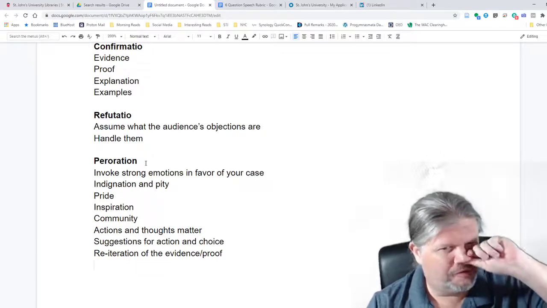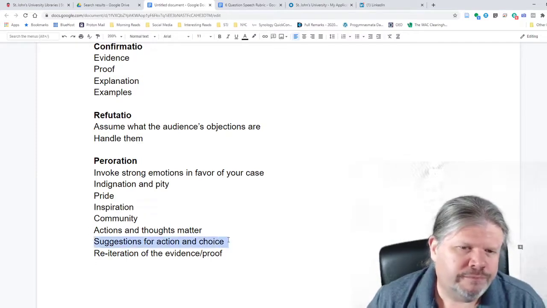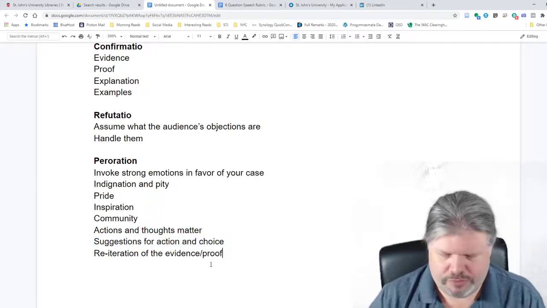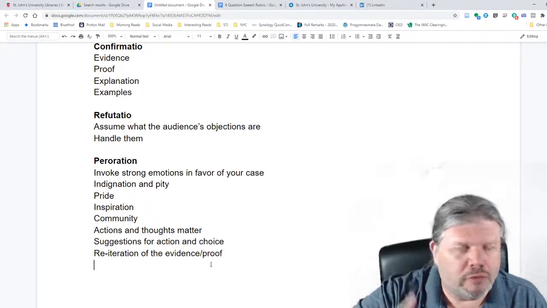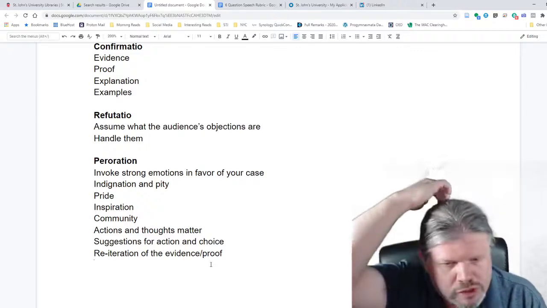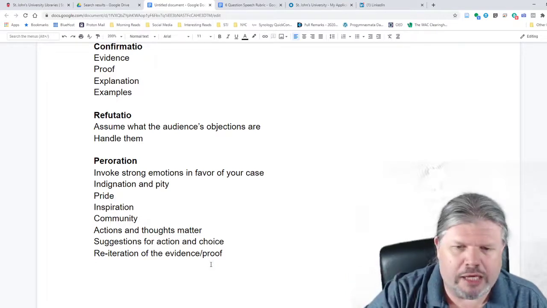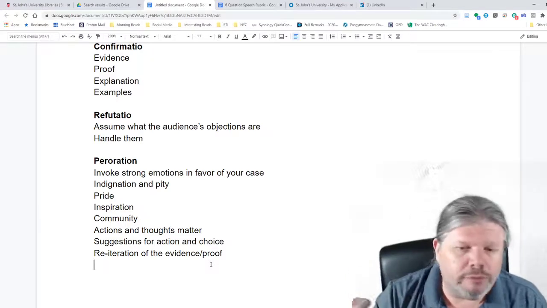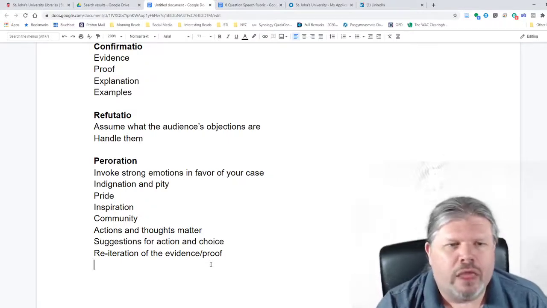So this would be a good place to do that. But suggestions for action and choice, that's an important one. Like if they're inspired, they're going to want to do something. Don't lose that energy. Have them go do something. Tell them to sign up for something. Tell them to call a number. Tell them to email somebody. Tell them to post something on social media. Tell them to read a book or read an article or read a website. Tell them to, I don't know, come to a club meeting. There's so many things that you could have them do at this point.